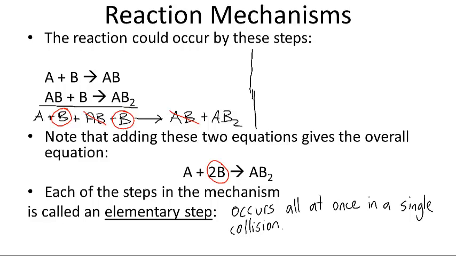So I said one possibility is A combines with B first, and then AB combines with another B. What's another possibility? All right. Another possibility is B combines with B first, and then B2 combines with A. There are lots of other more complicated possibilities we could come up with. But these are the two probably simplest mechanisms we could imagine for that reaction.